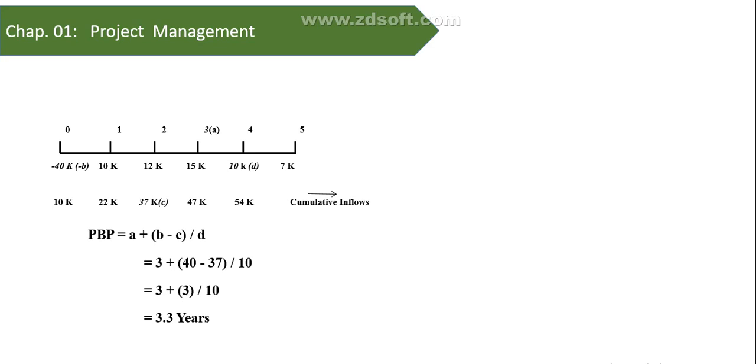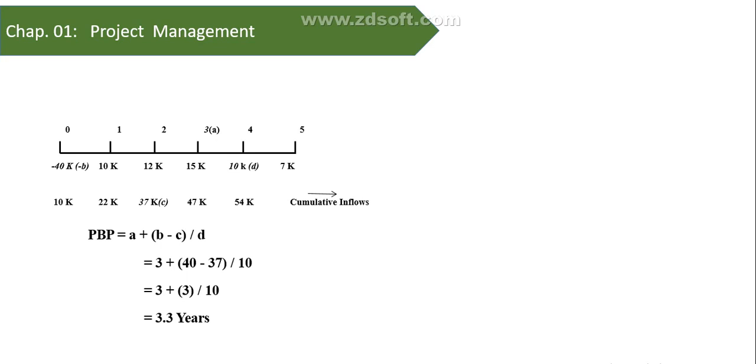So here I have written 40; B is the initial investment, and year 3 is the confirmed time period, and C is the cumulative confirmed cash received from the cumulative inflow. Now this is the formula of payback period: A plus B minus C divided by D.